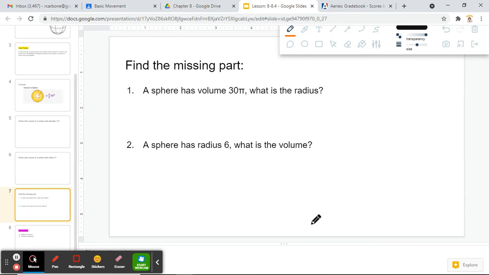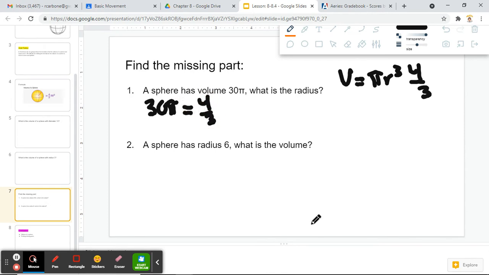All right, so if we have a sphere with volume 30 pi, what is the radius? So I'll just plug this into my formula here. I'll write it up at the top here, 4/3 pi r cubed. All right, so if my volume is 30 pi, I'll replace the v with 30 pi because that's the variable for v, and that'll be 4/3 times pi times r cubed.